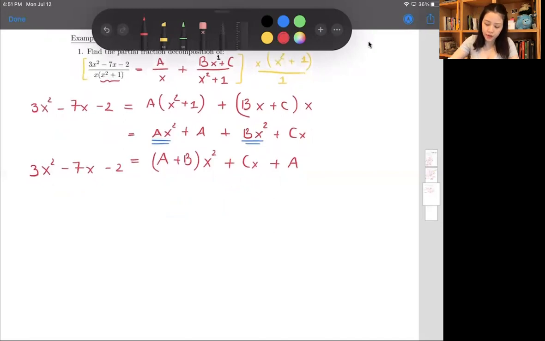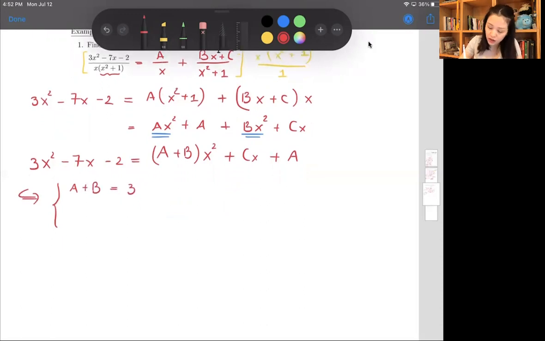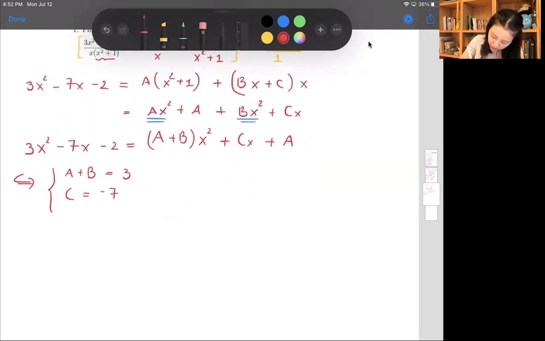The coefficients of the left-hand side need to be equal to the coefficients of the right-hand side. This implies A plus B must be equal to 3, and then C is equal to -7, and A is equal to -2. Well, if A equals -2, what's B equal to? I'm sorry, B equals 5. So there we have A, B, C.